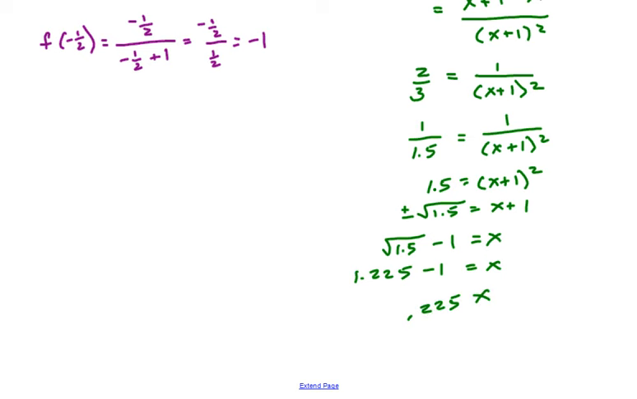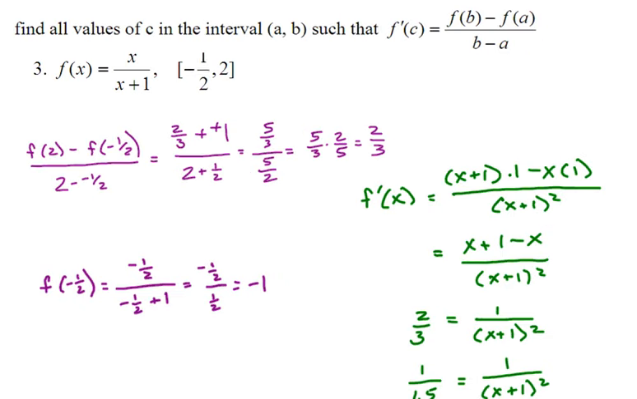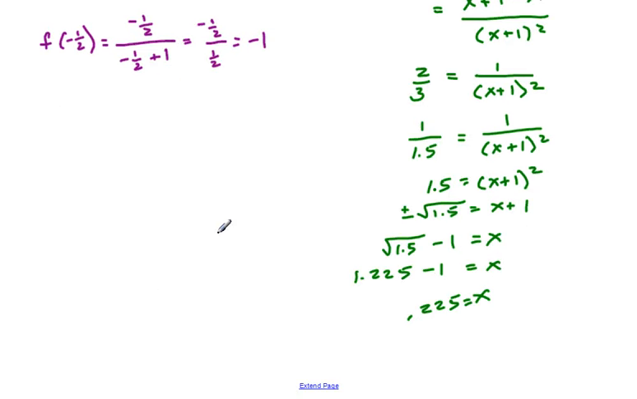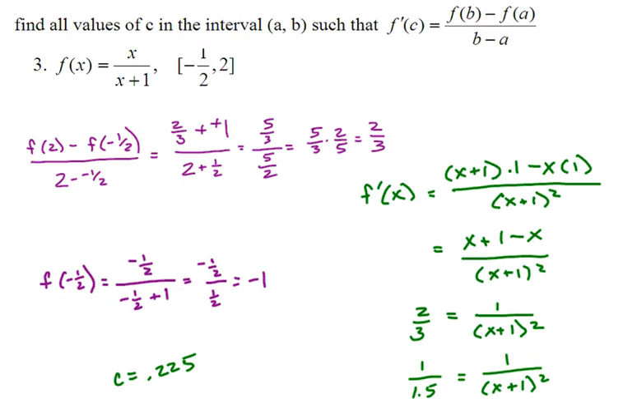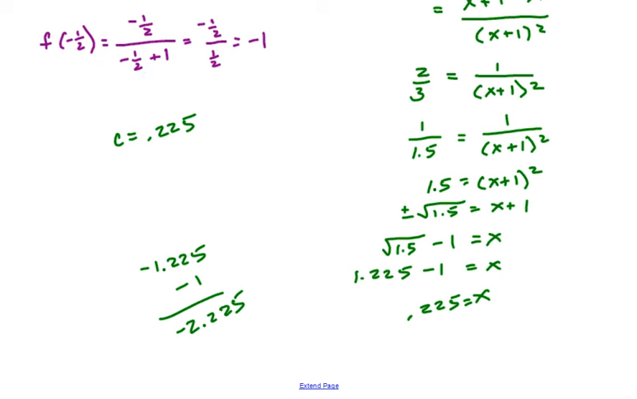And let's take a look. Is 0.225 in the region we want? And it is. It's between negative 1/2 and 2. So that's our answer. c equals 0.225. I probably should have checked out the other one. If I did negative 1.225 minus 1, that'd be negative 2.225. So that was my other option there. And if I look, that's not going to be between negative 1/2 and 2. And so I don't need that option, and I have my answer.